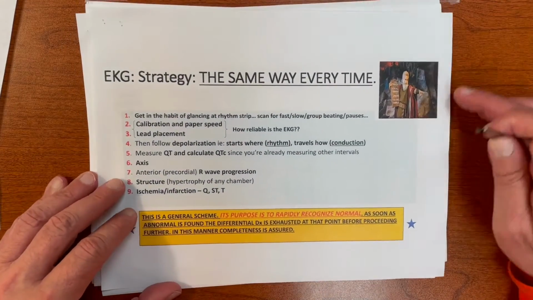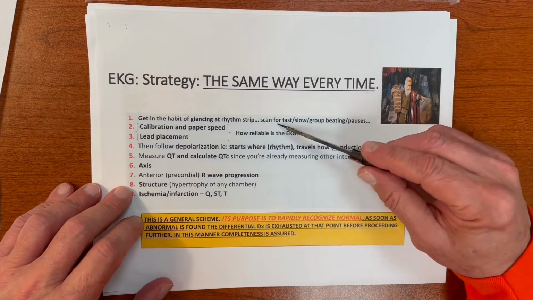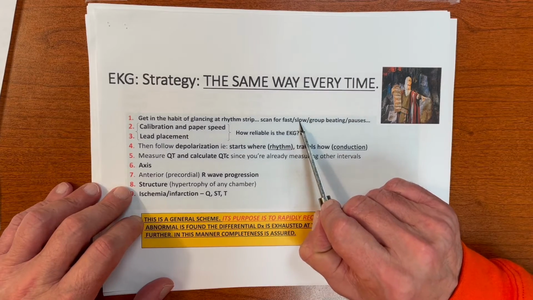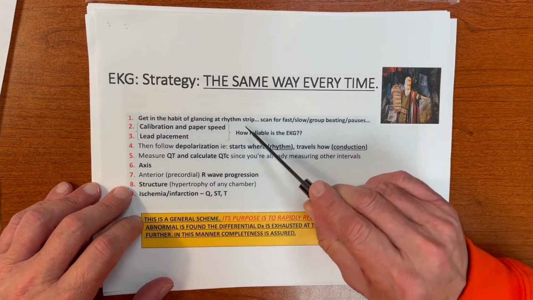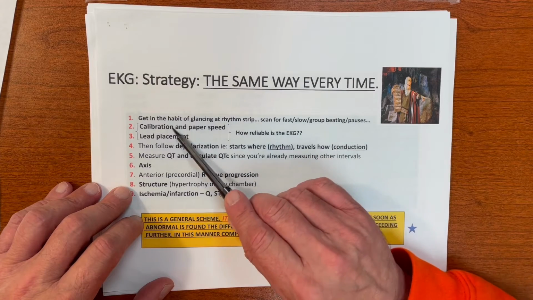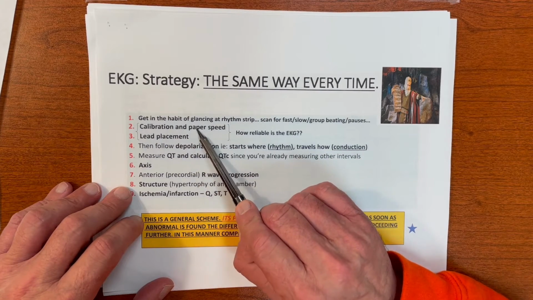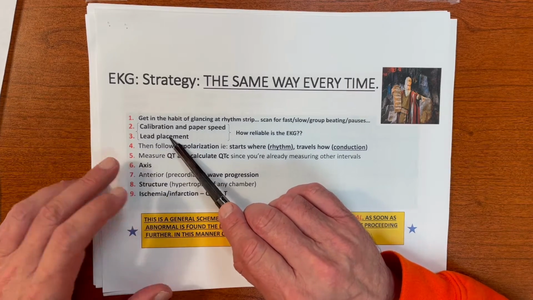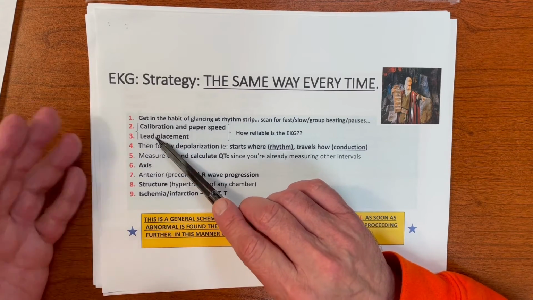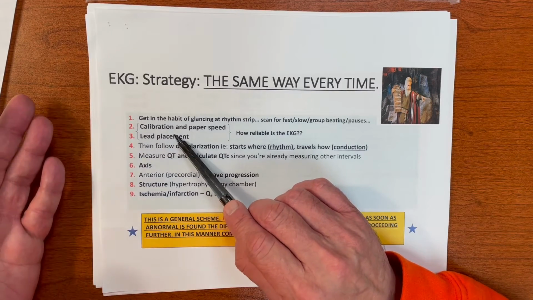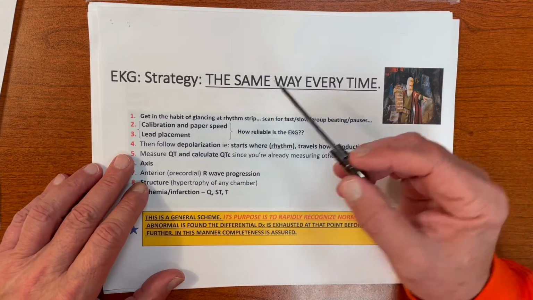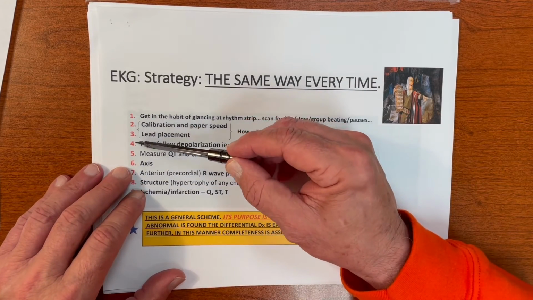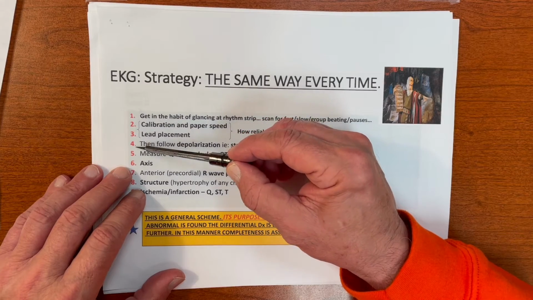So let's see where we are in our journey. We looked at the rhythm strip, looking for fast, slow, regular, irregular, grouped beating, pauses. We've looked at the EKG to make sure that it was calibrated correctly, so our voltages were good. We checked for lead placement. We saw a differential with an abnormal. We saw AVR was the canary in the coal mine, and it generated a differential if it was abnormal. Next, now we're going to start with step 4. And again, 1, 2, 3, 4. You need to do these in this order.